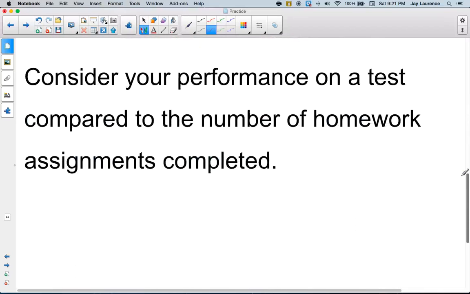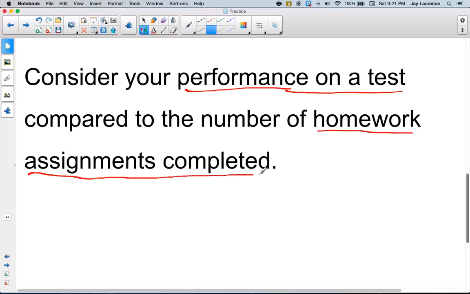Consider your performance on a test compared to the number of homework assignments. So we're talking about the test score, the performance on the test. That's one variable. And the other variable is the homework assignments. Now, this is a general statement. It's not 100% true because there are some kids in some situations with the materials not challenging enough where they don't do the homework and they still do very well. But generally speaking, isn't it true that doing more of your homework will allow you to perform better on the test, compared to when you don't do any homework?